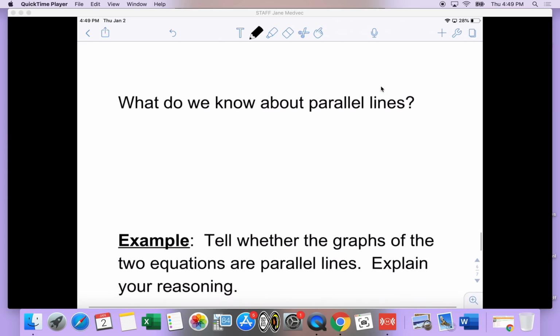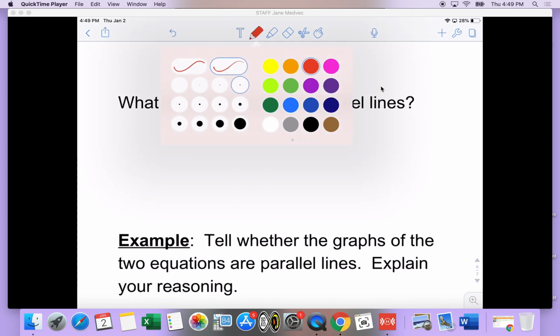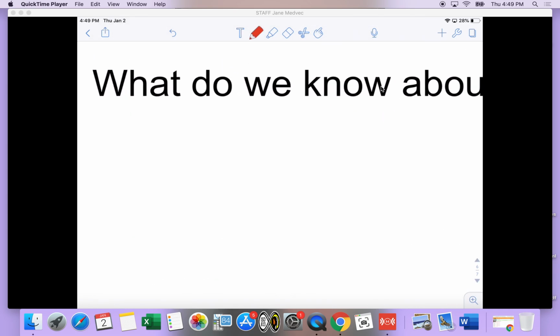All right, what do we know about parallel lines? Well, one thing that we know about parallel lines is that they never touch.